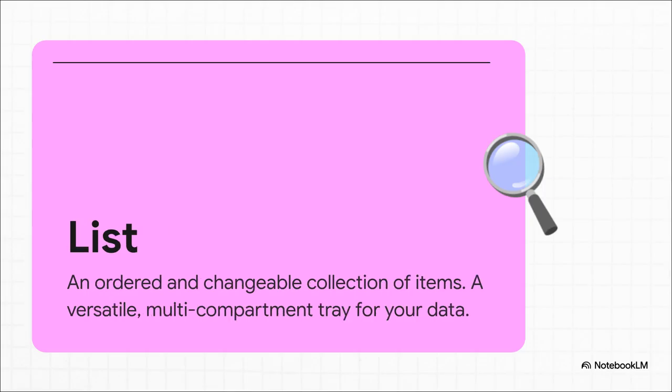Next, we have the list, and this is one of the most flexible containers you will ever use. It holds a collection of items in a specific order, and this is the super important part, it's changeable. You can add stuff, remove stuff, or just shuffle the order around after the list has already been made. It's kind of like a multi-compartment tray where you can swap things in and out whenever you need to.